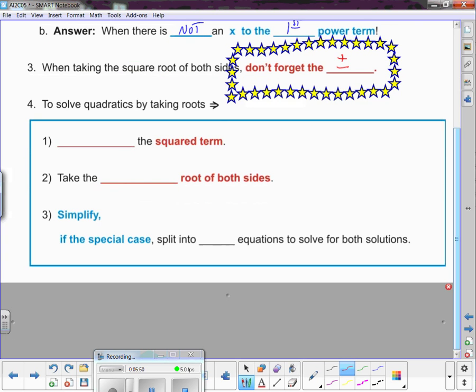If you do, you only have half the solution, and half a solution is no solution at all. Sounds like a quote. Half a solution is no solution at all. All right. How do you solve taking roots?